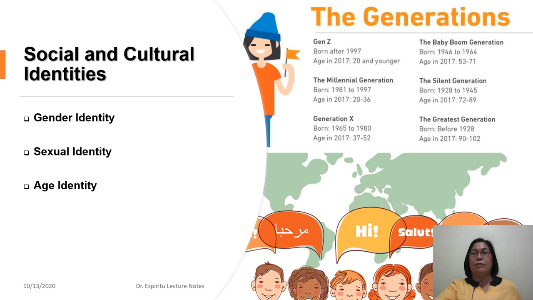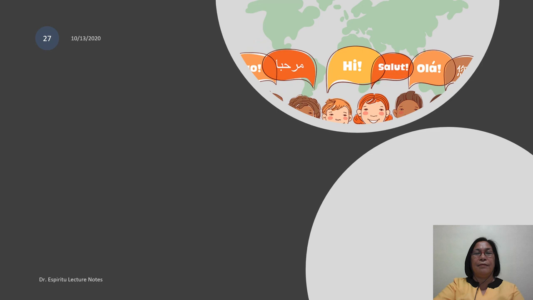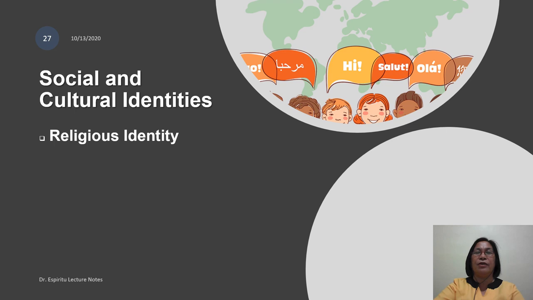Okay, so we may differ in the time and environment, but we experience the same social, biological, cultural, psychological experiences at a certain time in our lives. Okay. Then social and cultural identities, religious identity. So we have the Christian, the Muslims, the Buddhist. You're familiar with that. Class identity.